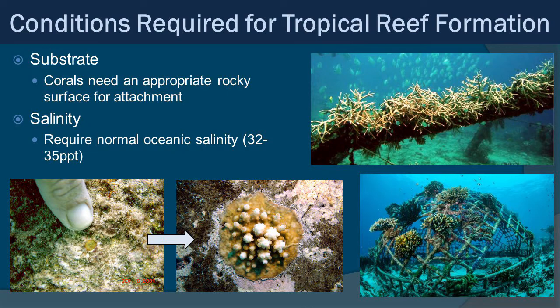The other thing is salinity. Salinity is generally oceanic salinity. 32 to 35 parts per thousand is generally normal. They can't really handle anything that goes really fresh or even hypersaline, so it needs to be right there in that sweet spot.